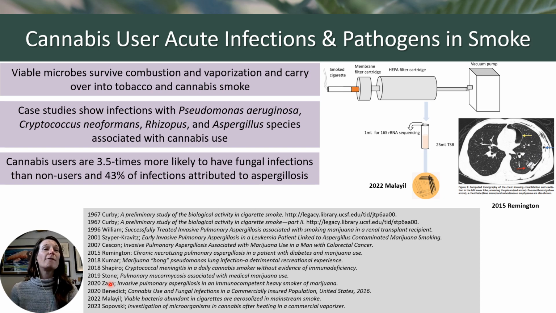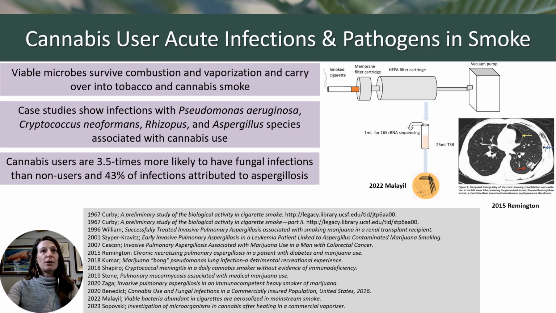And out of those, about 43% of those infections were attributed to aspergillosis. Up here on the right, you can see a cross-section of a cannabis user who had aspergillosis. That's Aspergillus infection of the lung. And you can see some of the nodules that are formed in there, as well as emphysema, which is pointed out by this red arrow here. And we'll talk about emphysema on the next slide.